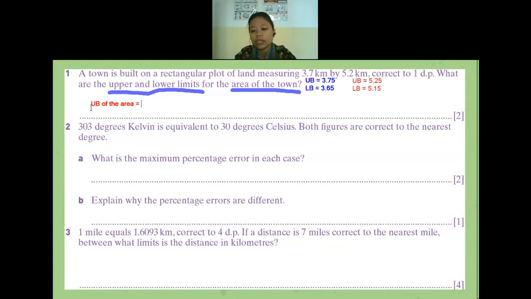You can use a calculator. 3.75 times 5.25. How much will it be? Yes, 19.7. Okay, anyone?